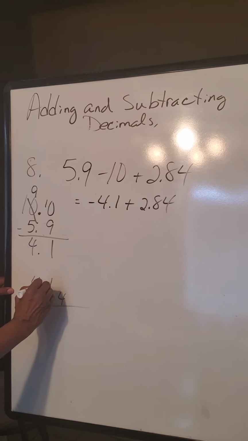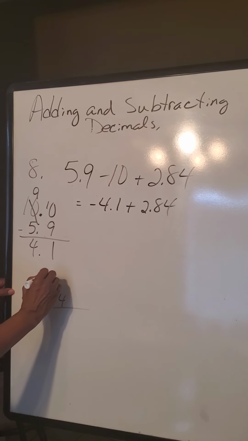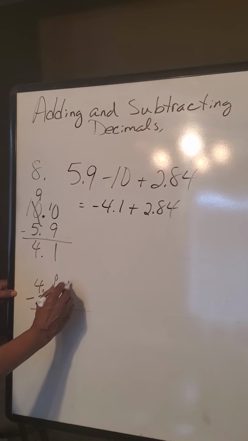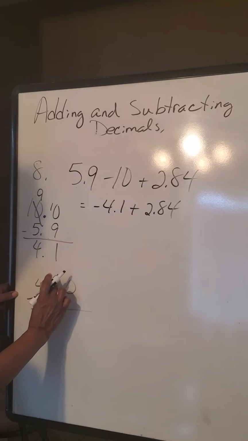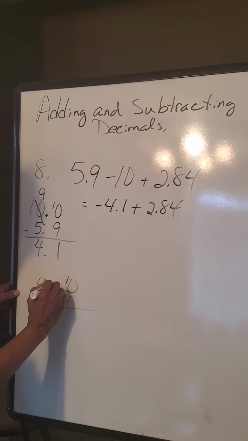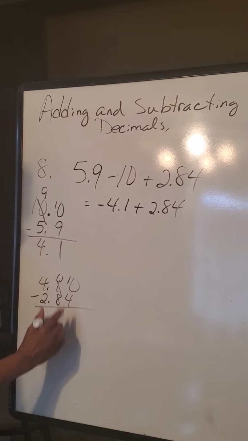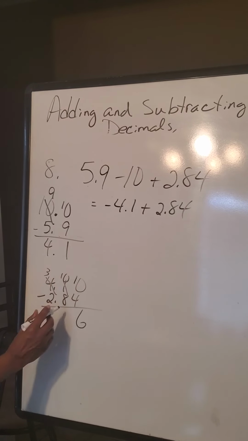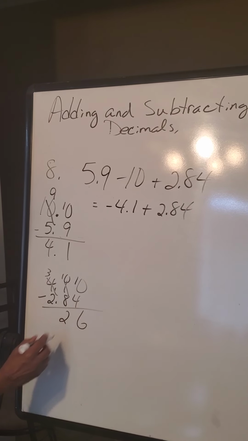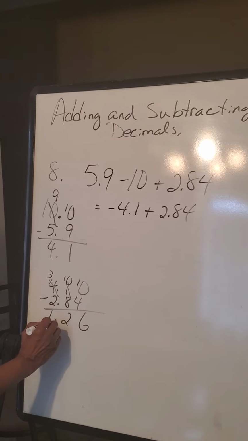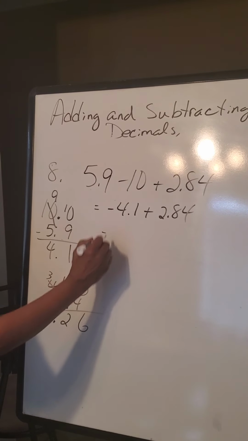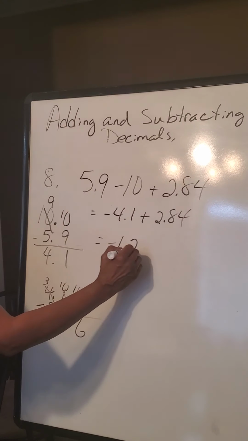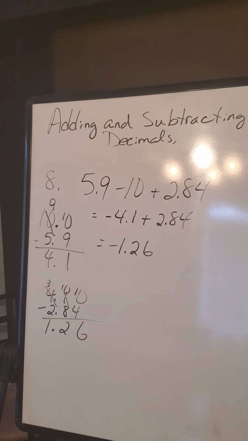I need to subtract, so I'll go here. That becomes a 10. 0, that becomes a 10. Let me put this here. So that's a 10. 10 minus 4 gives us 6. That's a 3. 10 minus 8 gives us 2. And 3 minus 2 gives us 1. So we should have, that has the greatest absolute value. It's negative. Our answer is negative 1 and 26 hundredths.